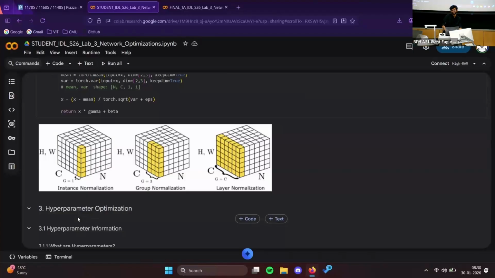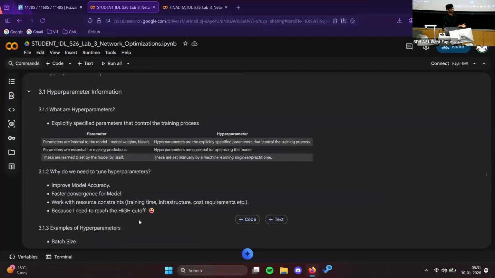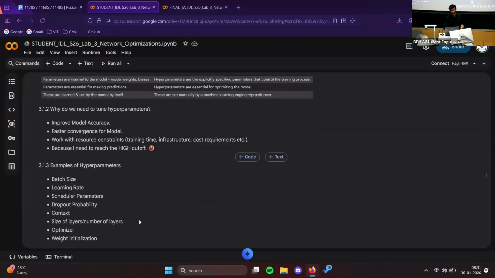Right. So as you said, parameters are the learned weights and biases, whereas the hyperparameters are the numbers that dictate how the model is trained and how the weights and biases become. So that's the difference. And if you are talking about model optimization, there are a lot of hyperparameters. So for example, batch size, learning rate, schedulers, dropout probability, context with respect to homework 1, the size of layers, optimizers, and weight initialization.